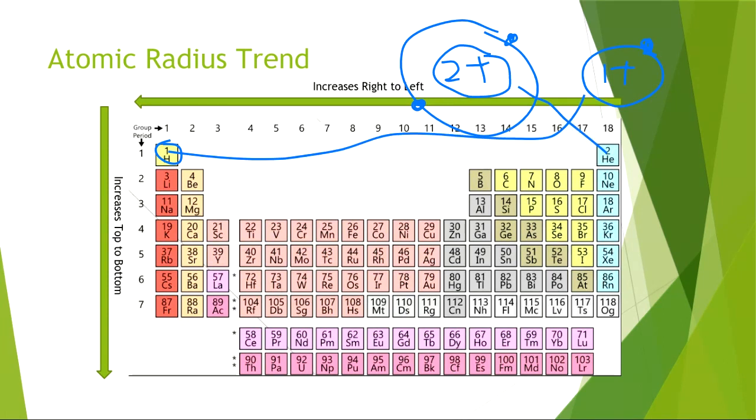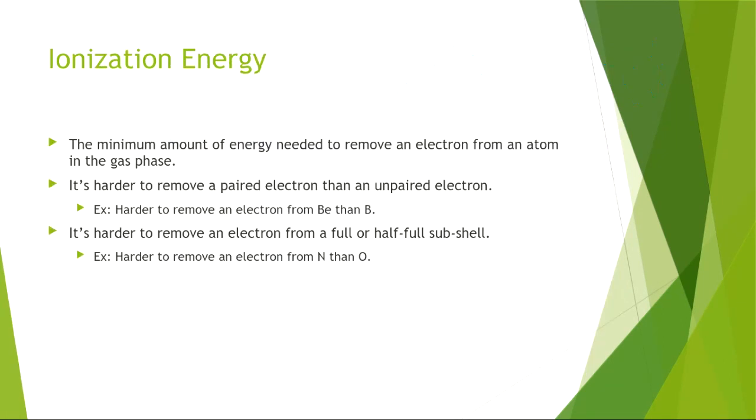All right. Next one I have here is ionization energy. Ionization energy is pretty big in these next coming chapters. Ionization energy is the minimum amount of energy needed to remove an electron from an atom in the gas phase. Biggest thing to note: it's harder to remove a paired electron than an unpaired electron. So for example, if we have beryllium and boron, just think of this as your 2s2, and beryllium is just 2s2, right? And then boron, so we could also put our 1s here. So this would be a representation of beryllium, right? It's only up to 4.